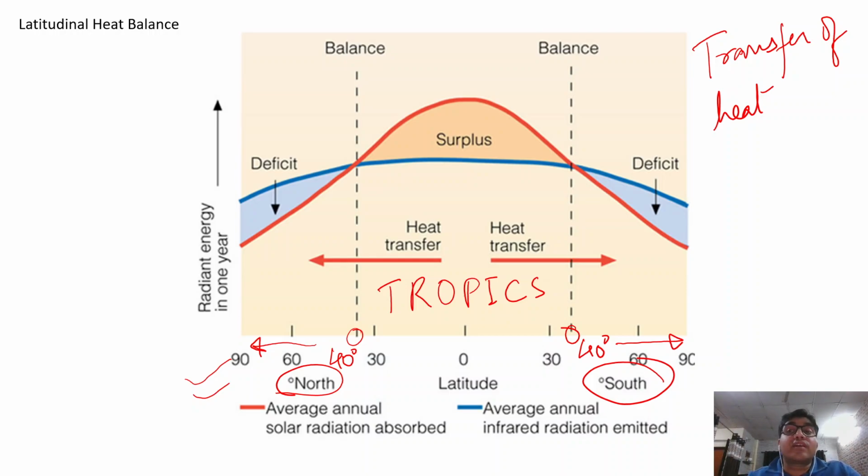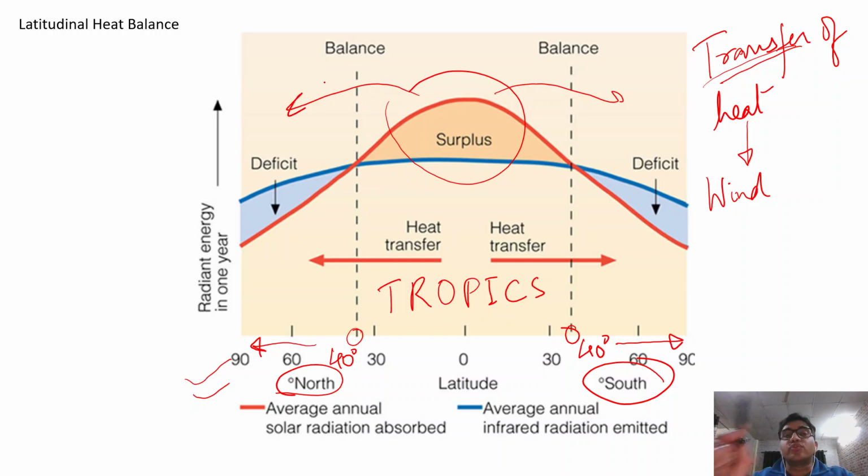And how this transfer takes place, there are several media of transfer. Most important is the wind circulation. The wind carries the heat from the surplus zone towards the deficit zone. Then we have the ocean circulation as well, the ocean currents as well as the deep ocean circulation. They are very important sources of the transfer of heat from the surplus zone to the deficit zone. Okay, so we complete the first topic, the insolation and the heat budget.